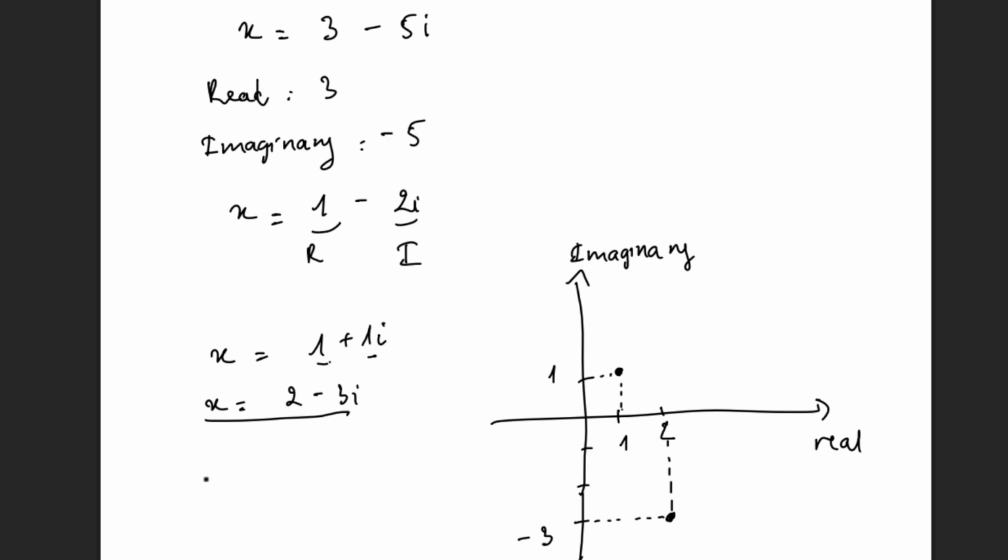Alright, so if x equal to -1 - 1i, we will represent x in the graph. So we know that this is the real axis, this is the imaginary axis. So the real part of x in this case is -1, and the imaginary part of x in this case is -1. So we will have this point. This point represents x.